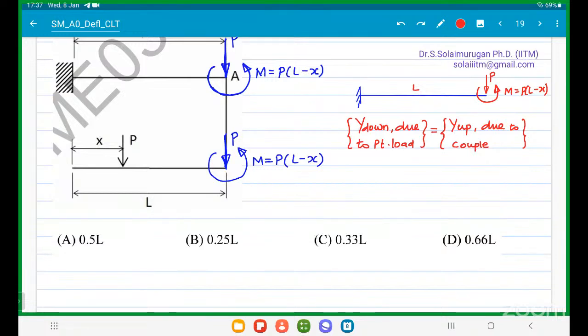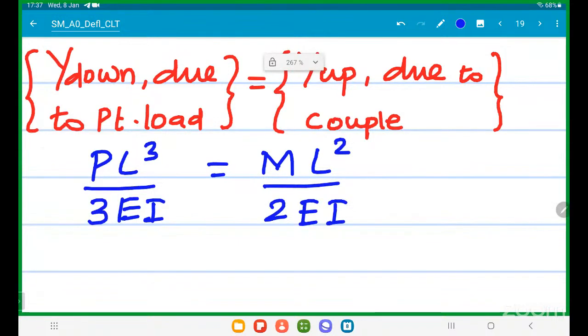Sir, W L cube by 3A, sir. Correct? Right. So, P L cube by 3A equal to upward deflection due to couple, M L square by 2EI. Correct? M L square by 2EI.